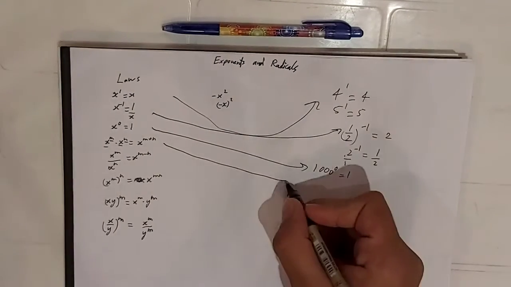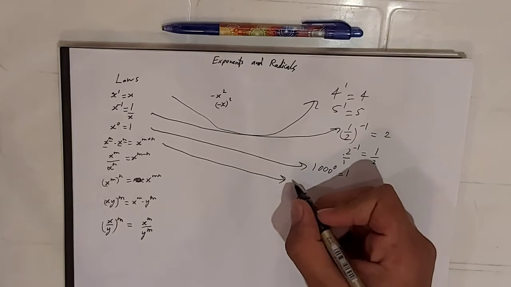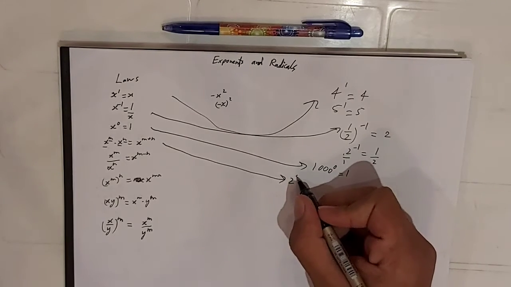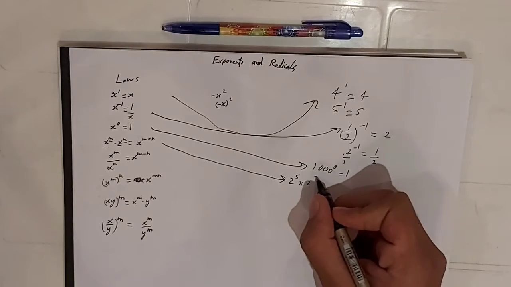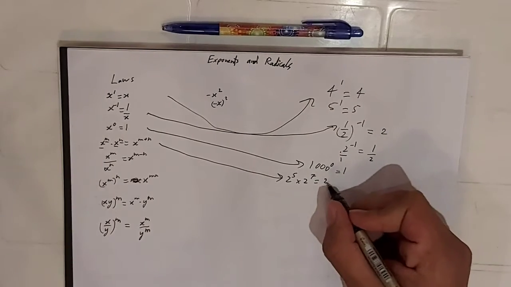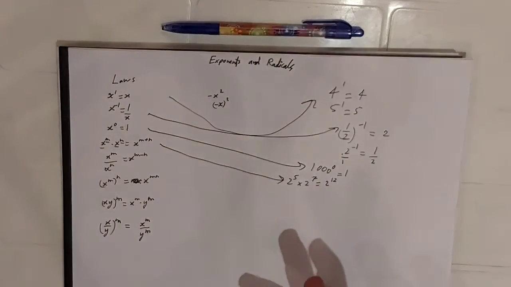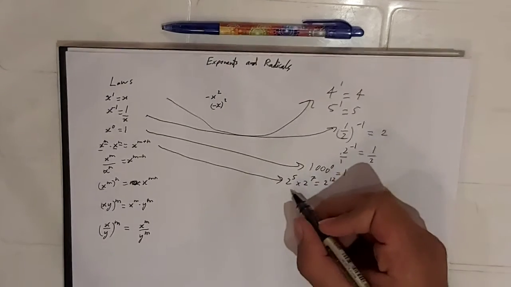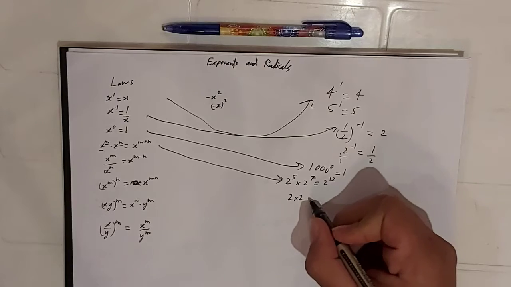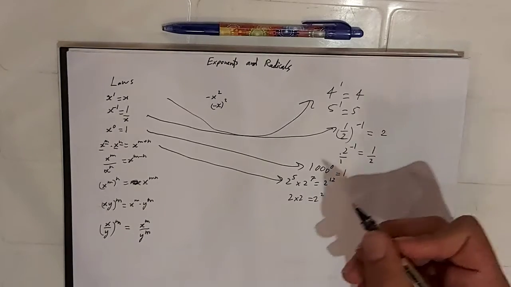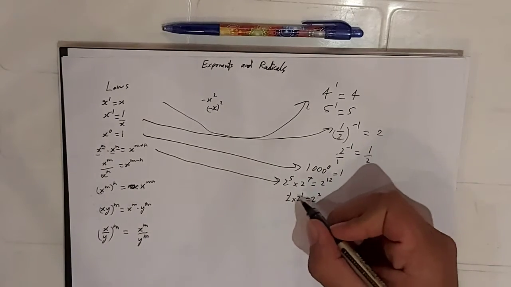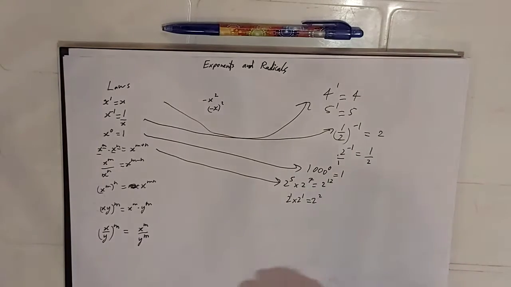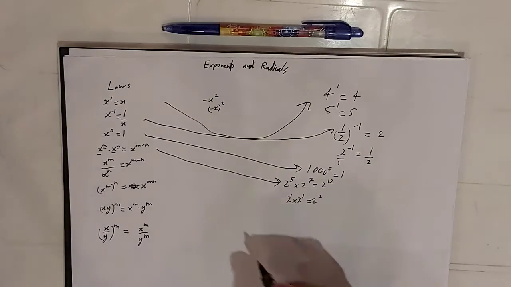Just giving an example, we can take 2 to the power 5 into 2 to the power 7, which is equal to 2 to the power 12. Even if you multiply it out, it would come out that way. If it's difficult to remember, you can remember it like this: 2 into 2 is equal to 2 to the power 2, because 2 to the power 1 into 2 to the power 1, 1 plus 1 is equal to 2. That's an easy way to remember it.